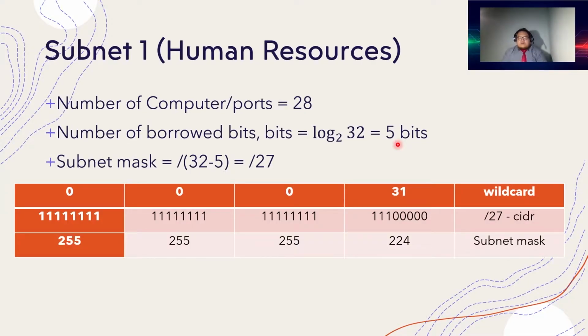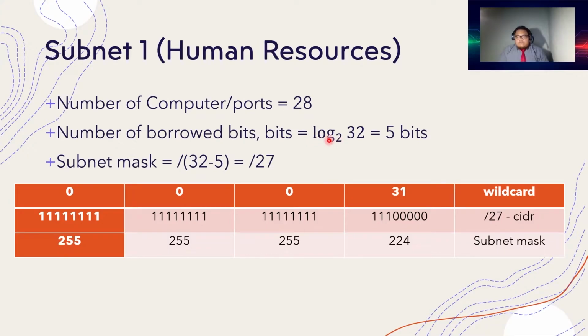Next, we are going into the process of subnetting. The first subnet is for the human resource department, as we know that the number of ports needed is 28 computers. From this number 28, we are going to insert it into the borrowed bits, then use the formula number of borrowed bits equal to log 2.